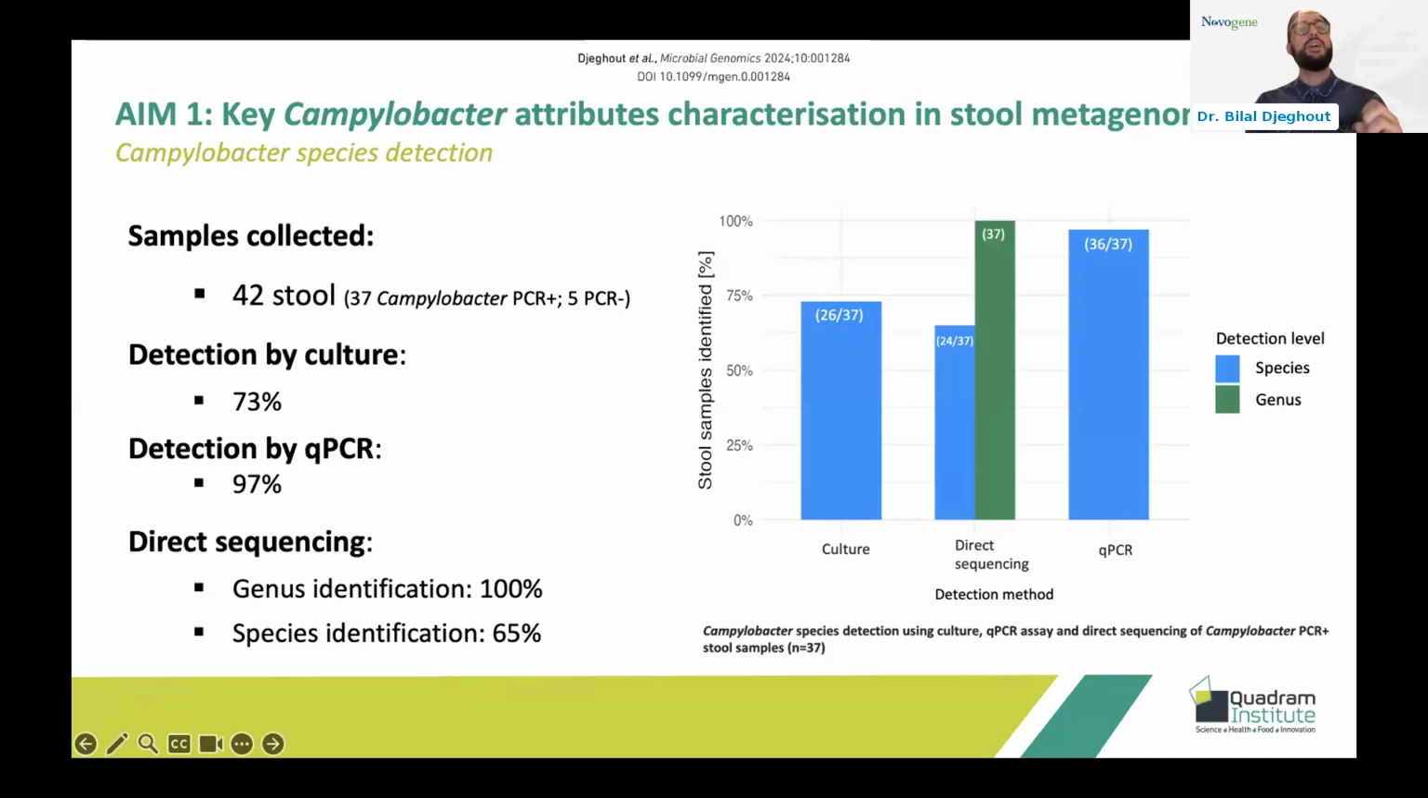On the other hand, of 42 samples, culture detected Campylobacter in 73%, qPCR in 97%, while direct sequencing achieved 100% genus identification and 65% species identification. However, while metagenomic sequencing excels at genus-level detection, species-level accuracy is more variable, a key consideration for diagnostics.